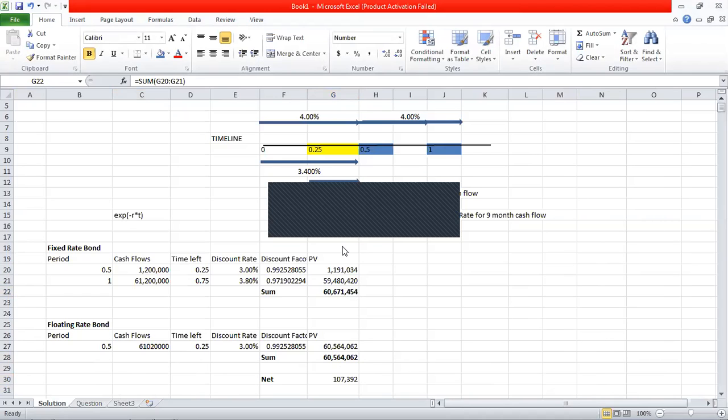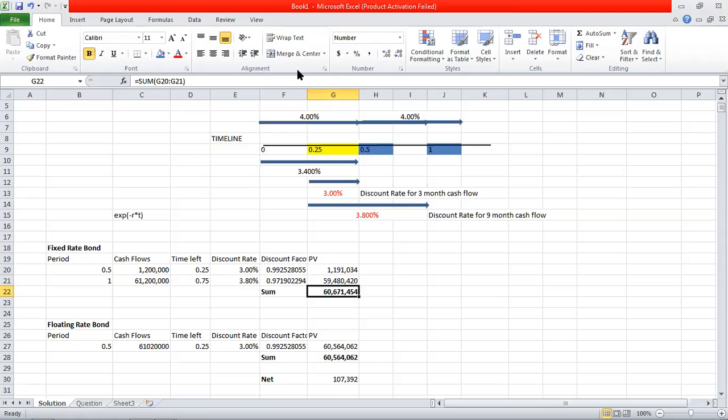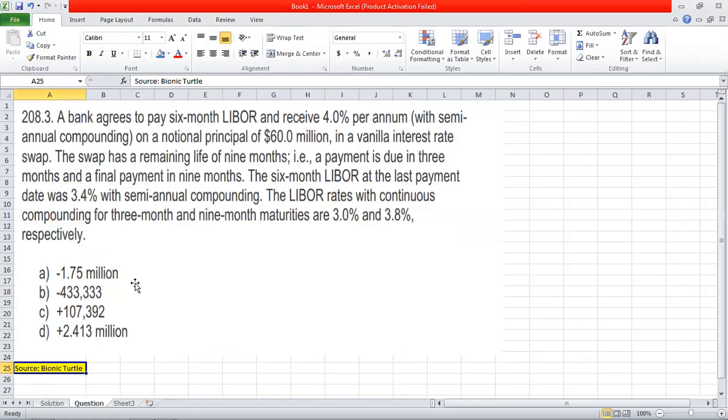And that is what, if I may say so, the answer is. Let's see, that's answer C. So the solution to this problem is answer C.